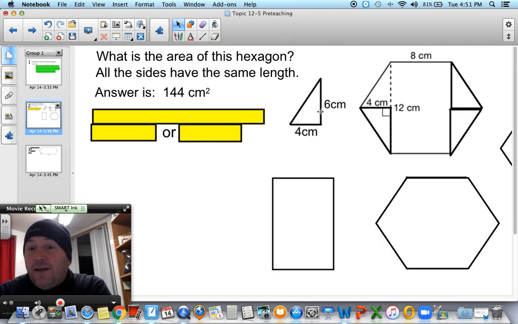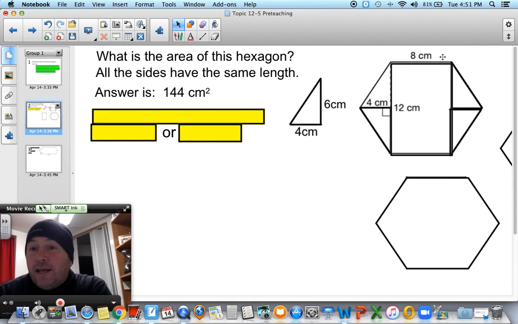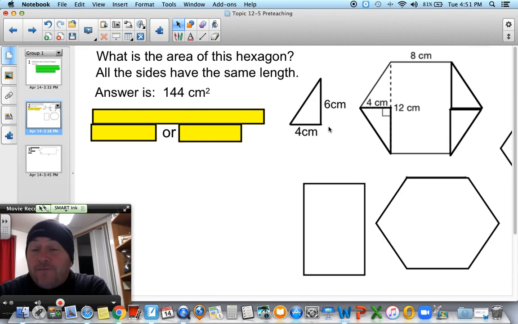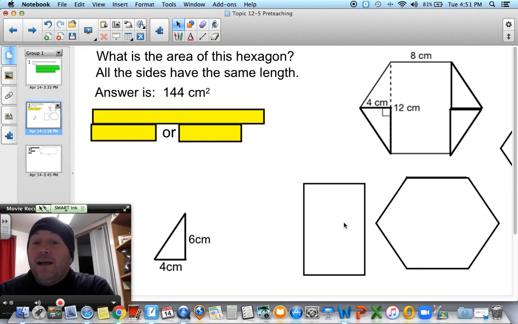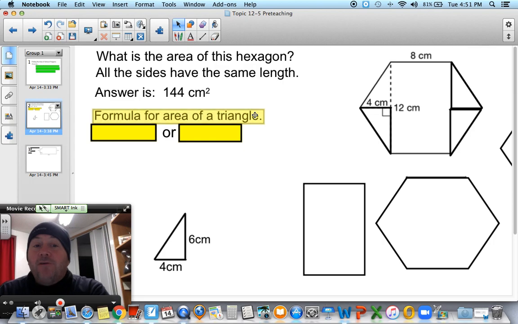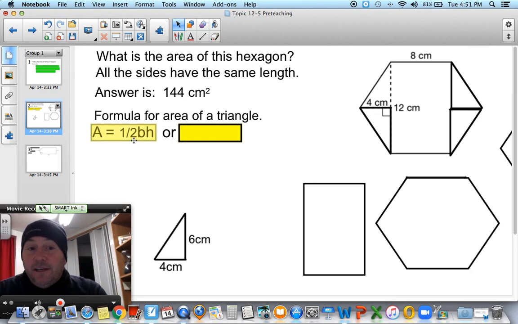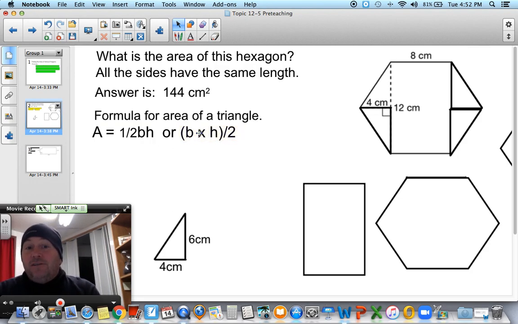So in other words, we have 4 small triangles, and then we have 1 big rectangle, okay? So all we have to do is figure out the area of 1 triangle, multiply it by 4, figure out the area of the rectangle, and then combine those areas all together, okay? So to help you out, remember the formula for finding the area of a triangle is 1/2 the base times the height. Or, as some kids have found themselves saying, base times height divided by 2. Either way, it will give you the same area, okay?